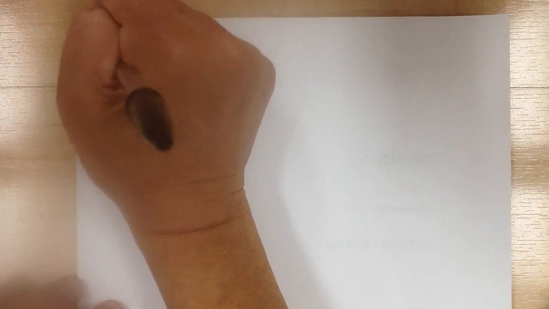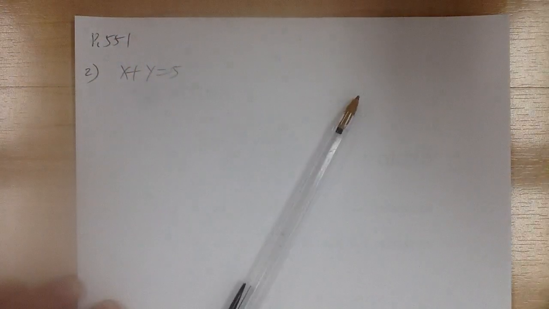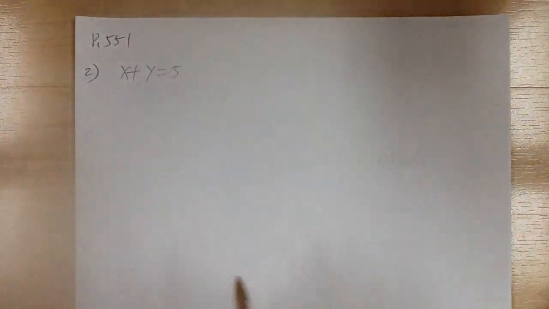Let's go to page 551 and start with number 2. Okay, so this one is graphing, so you have x plus y equal to 5. Now, when you're doing graphing, it depends on the equation. So for this one, you want to go and get your intercept points.